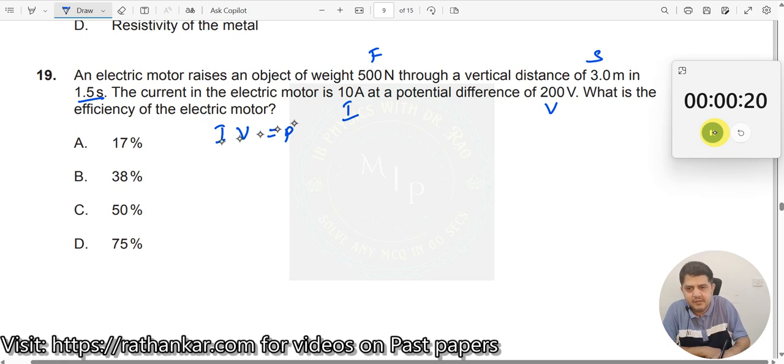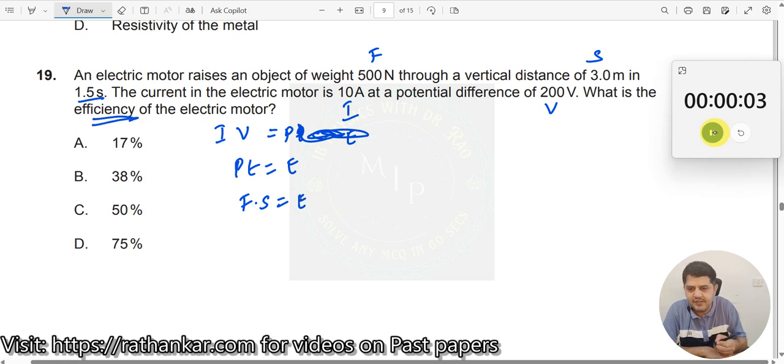When you use the power multiplied by time, so what do you get? You get the energy also here. Okay, I will not write here, I'll write something. So P into T is equal to energy. Now in a similar way, F into S will also give you energy. Right? What is the efficiency?